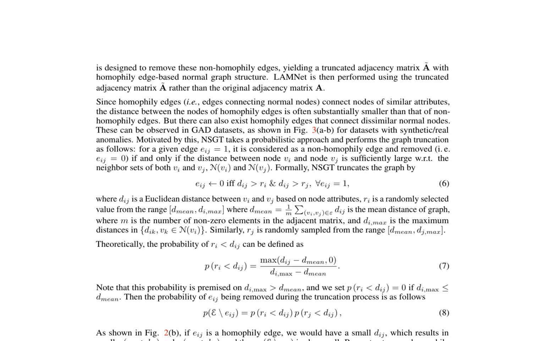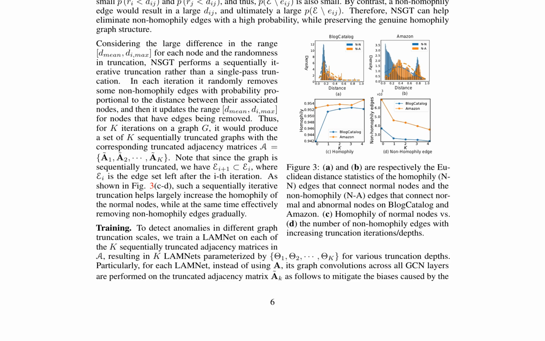Graph truncation using the novel NSGT approach focuses on removing non-homophily edges while preserving homophily edges. This is achieved through a probabilistic method that considers the distance between nodes and their attributes. The iterative process truncates the graph by removing edges based on their distance and node attributes, resulting in a series of sequentially truncated graphs. Each iteration updates the range of distances considered for edge removal, ensuring progressive removal of non-homophily edges. This approach is motivated by the observation that homophily edges typically connect nodes with similar attributes, whereas non-homophily edges connect dissimilar nodes, as seen in datasets like GAD.